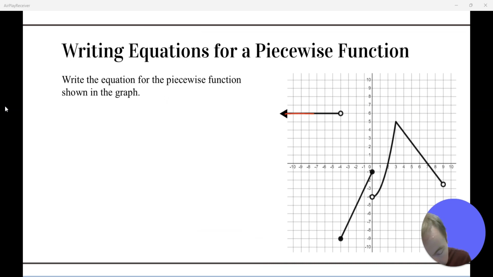So I'm going to start with this piece that you see highlighted in the red color right there. So that piece right there is really just a constant function of 6, right? So we should be able to equal 6 on a certain interval of the domain.